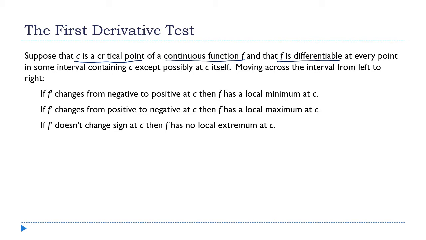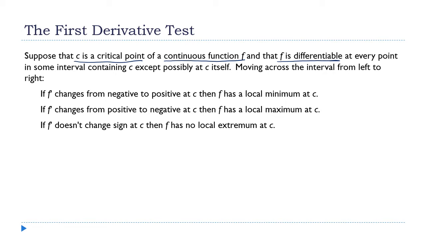Right? Then this is our rule. This is our first derivative test for determining if C actually is a local maximum or minimum. What we're going to do is we're going to look at the sign on either side. Right? So if the derivative changes from negative to positive, then f has a local minimum.